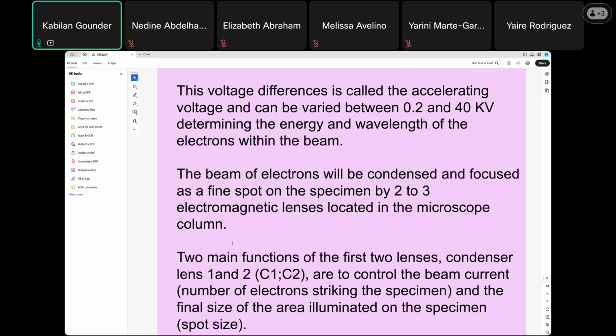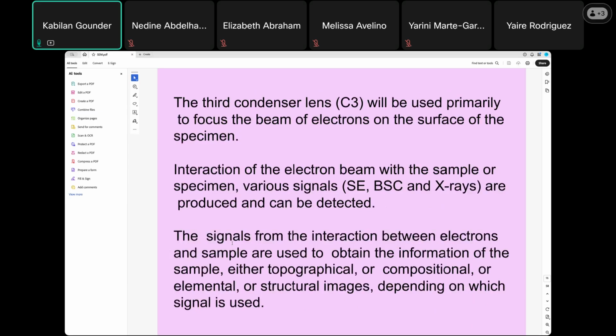Also, the two main functions of the first two lenses, which are condenser lenses, are to control the beam current. The final size of the area illuminated on the specimen, that is the spot size, is also controlled by these condenser lenses. The third condenser lens is used primarily to focus the beam of electrons on the surface of the specimen.